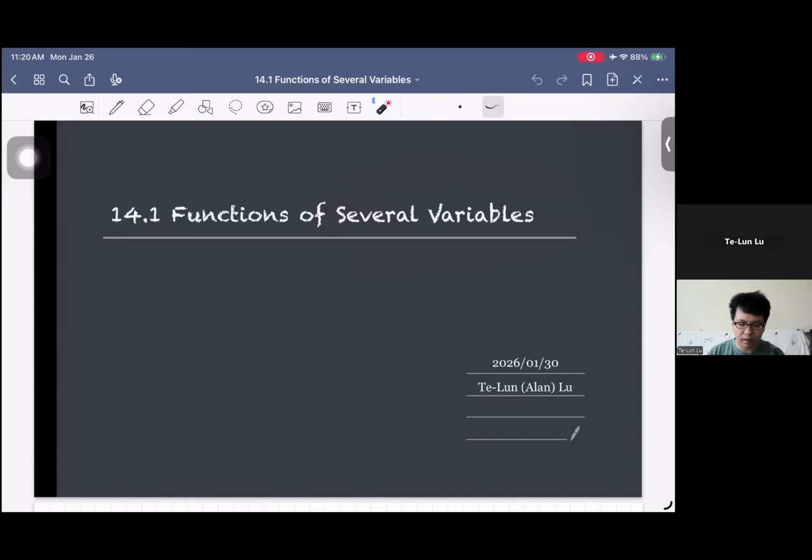Just for a brief recall, in chapter 14, we'll be introducing differentiation of functions with several variables, and in chapter 15, we'll be introducing integration. And 16 is just a combination of those two chapters. So before everything there, we will have to introduce this object first, which is functions, right? So let us start doing this.